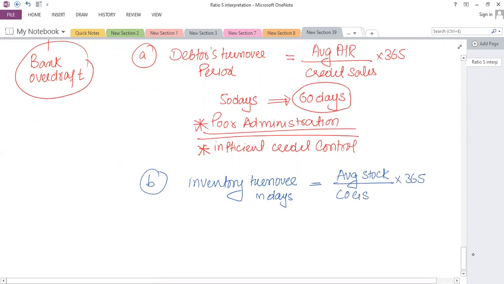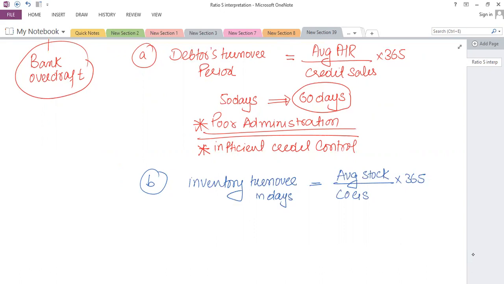So obviously inventory has a holding cost. So the more you carry inventory, the more cost you have to bear. So the ultimate thing is that you have to make it fast, like turnover must be very fast. So you can convert inventory into sales, sales into cash flows so that you have a good liquidity position. But if your inventory turnover in days is taking time, so you have to think about what is the problem, right?